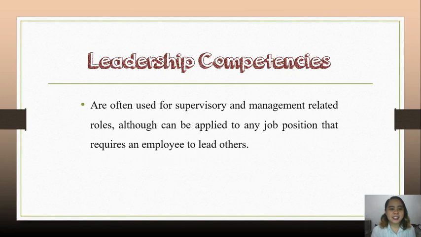So next is leadership competency. So leadership competencies are often used for supervisory and management related role, although they can be applied to any job position that requires an employee to lead others. So in leadership competency, they include leadership skills and behavior like decision-making abilities.